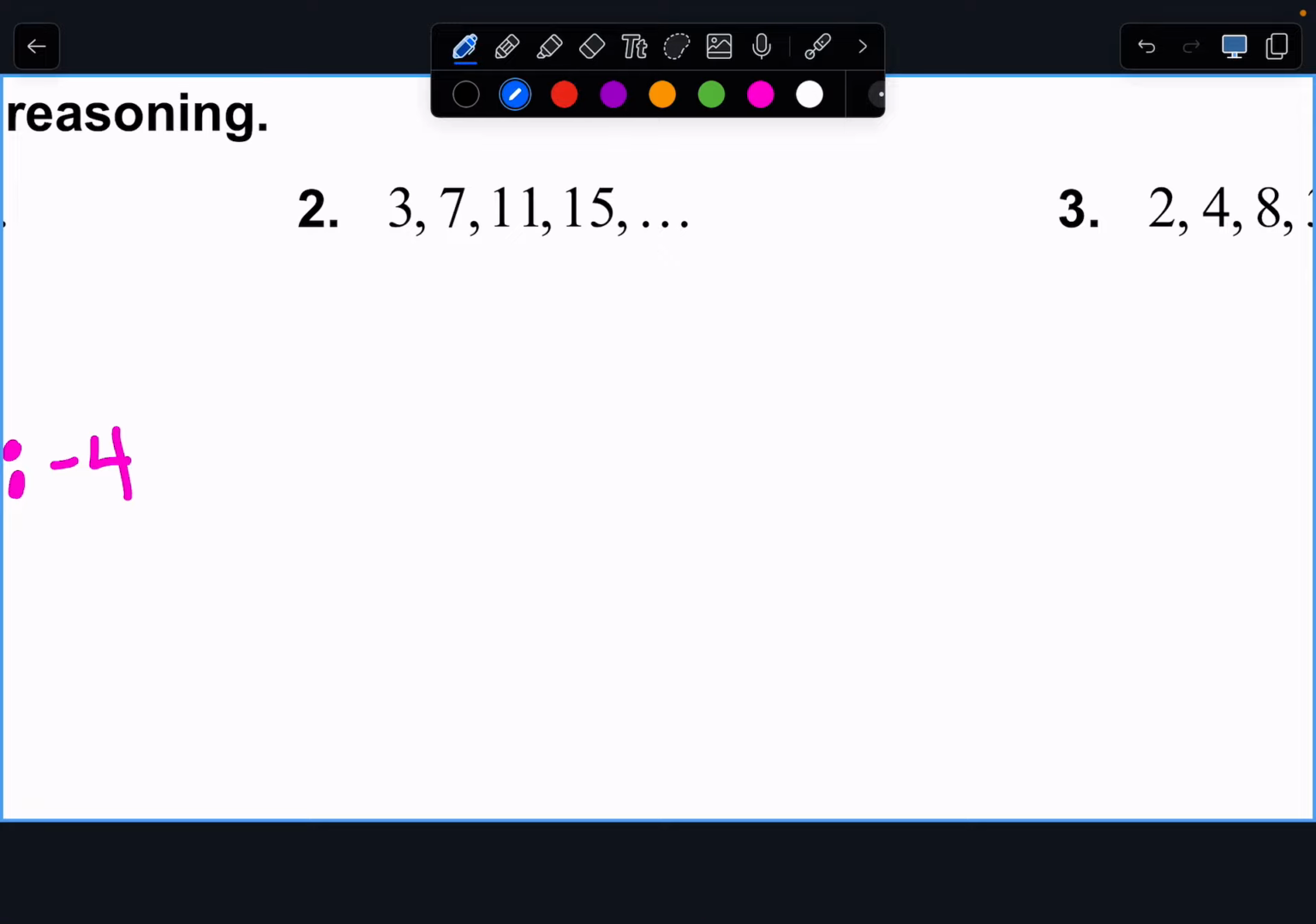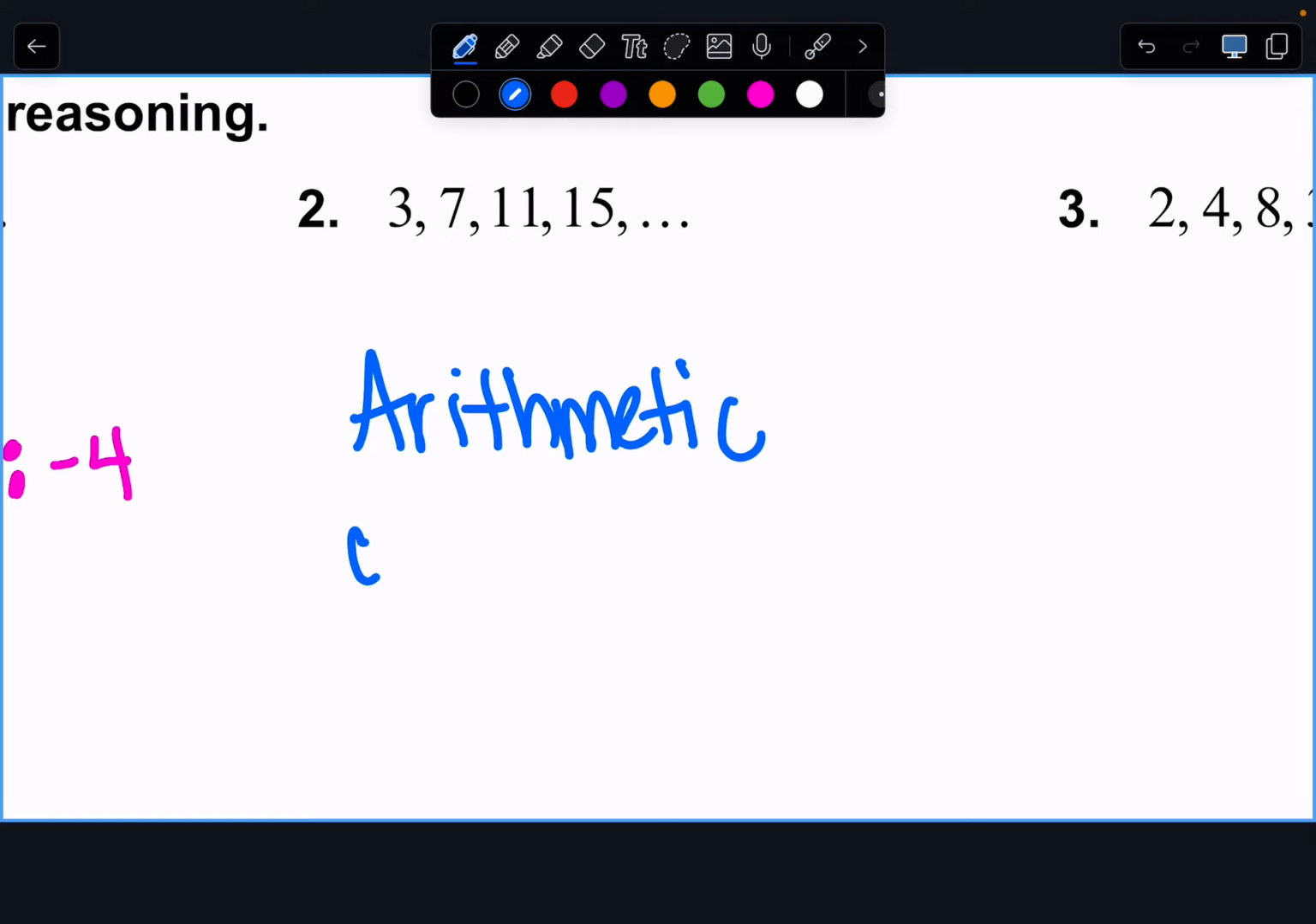Number 2, Rachel, what do you think? Arithmetic. All right, so what is the number that we are adding every time? Okay, so our common difference is +4, +4, +4, +4.